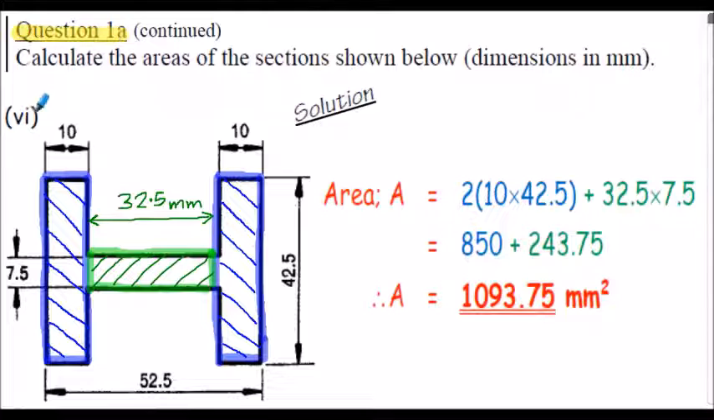And question 1a, part 6, solution. This is the area of the H section shown here. I'll let you review the calculations at your own pace. The total area was 1093.75 millimeters squared.